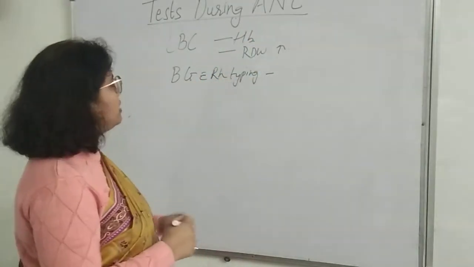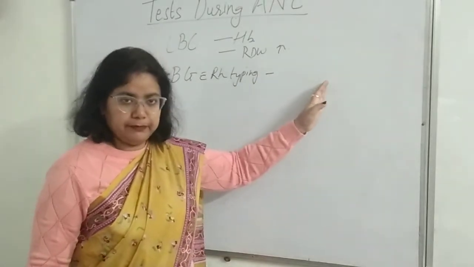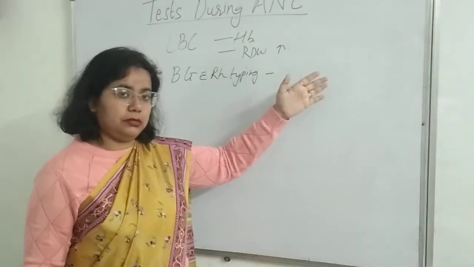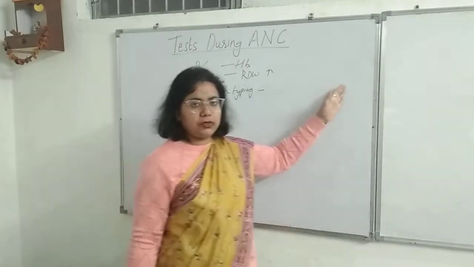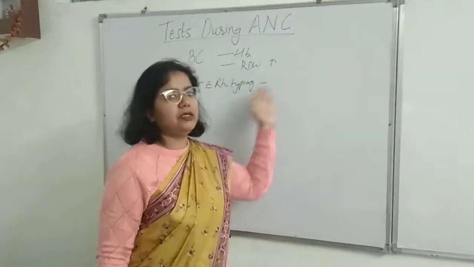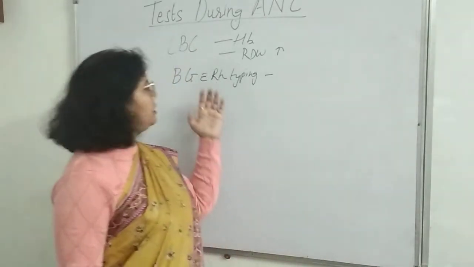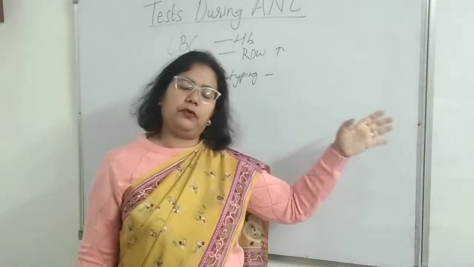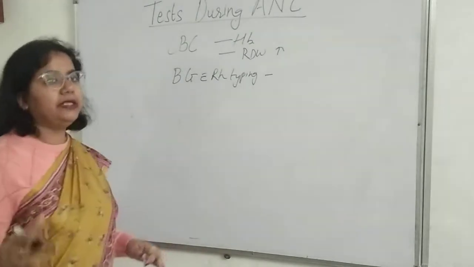After blood grouping and RH typing, if her blood group comes to be RH negative, then you will be doing blood grouping and RH typing of her husband also. If he is also negative, so her partner is also negative, she is negative, no worry. But if she is RH negative and her partner is RH positive, then it is of worry. She comes under high risk pregnancy.